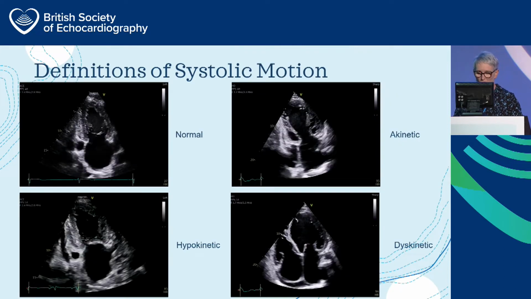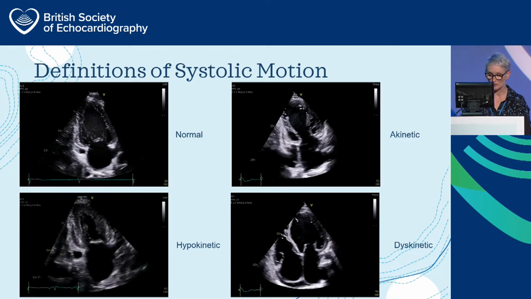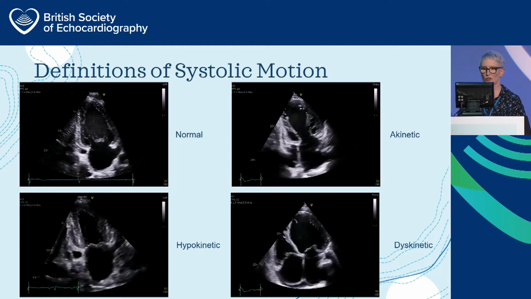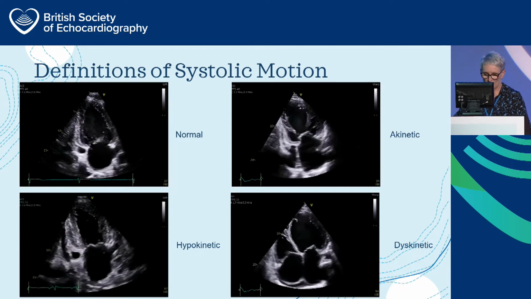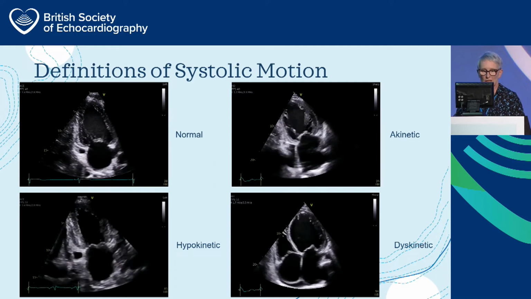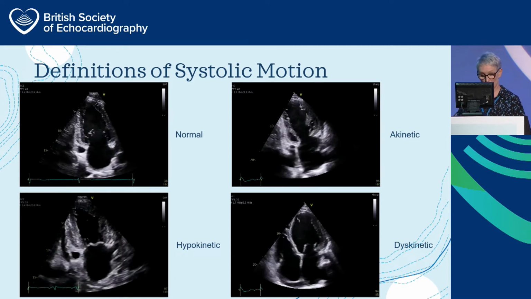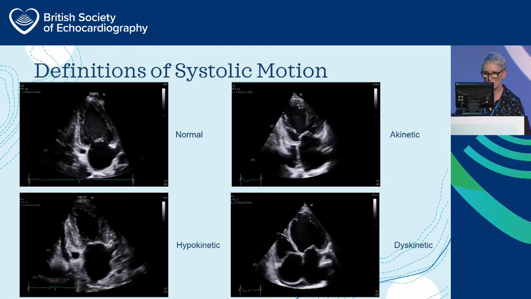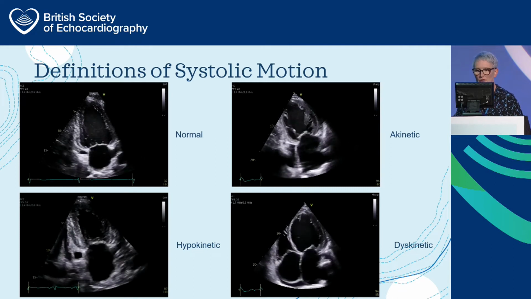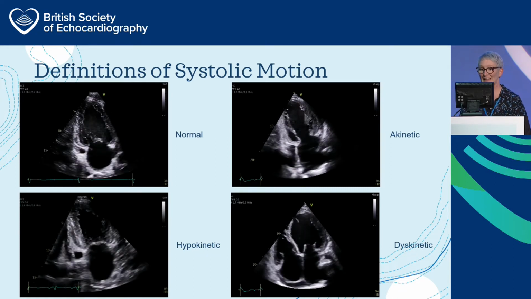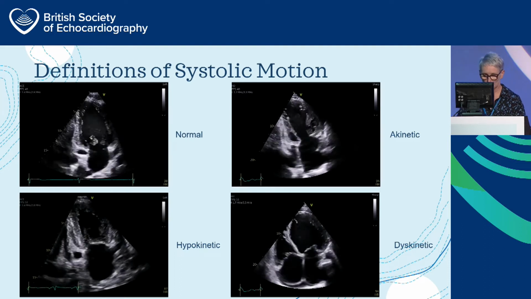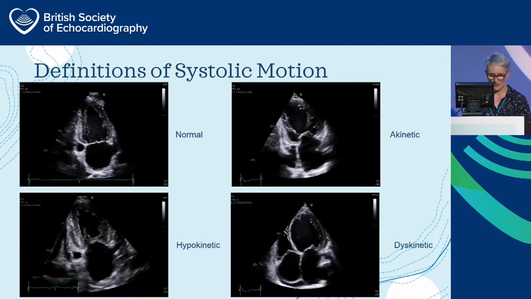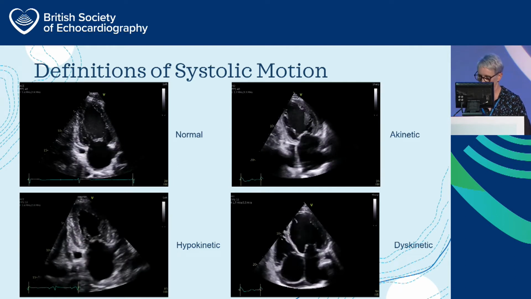It's probably helpful just to mention briefly the terms that we use to describe systolic motion. On the slide, I hope you'll agree, the top left-hand corner is normal systolic function, normal thickening. Bottom left, the inferior wall looks hypokinetic, so there's less than 50% thickening. Top right, the inferior wall is entirely akinetic. It's not thickening or moving at all. And in the bottom right-hand slide, the septum is dyskinetic, so it's moving in the wrong direction.